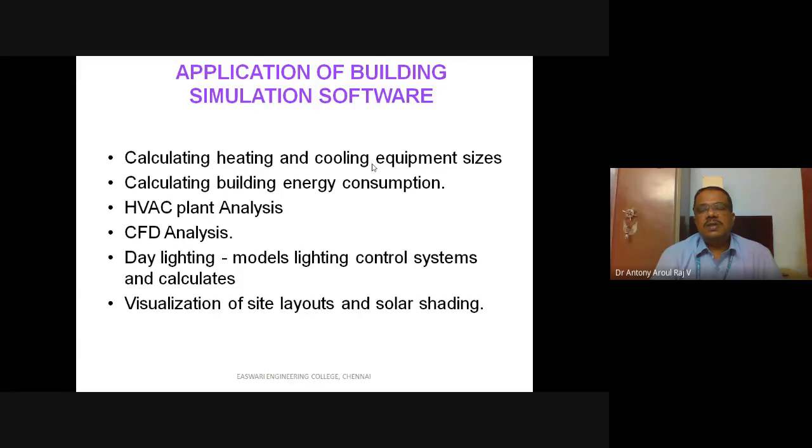in countries located beyond 40° north latitude, you know that the day's length will be smaller for most of the time. So at that time light is required, even solar energy is required. So doing the daylighting simulation will be useful for them. The next is you can do the visualization of a site layout and the solar lighting. That is also possible. That means even sun path diagrams, you can have a lot of data from your building simulation solver.